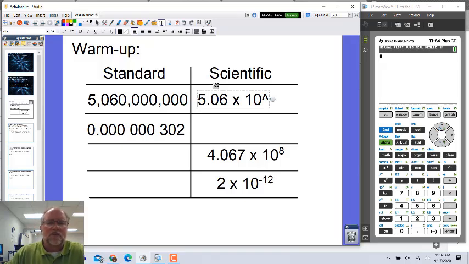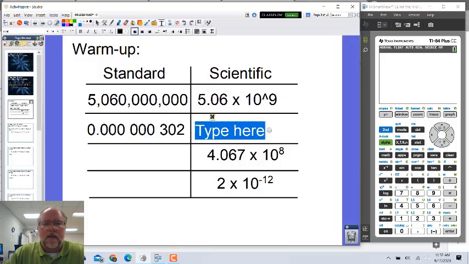And now we need to ask those 3 questions. Where was my decimal originally? Well, it's right here. Where did I move it to? Right here. And how many numbers are in between? 9. So our exponent is 9. Okay, so 5.06 times 10 to the 9th. Now that's a big number, so we have a positive exponent.